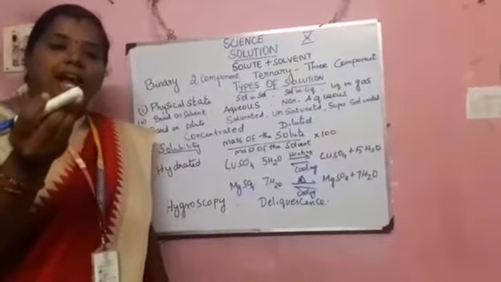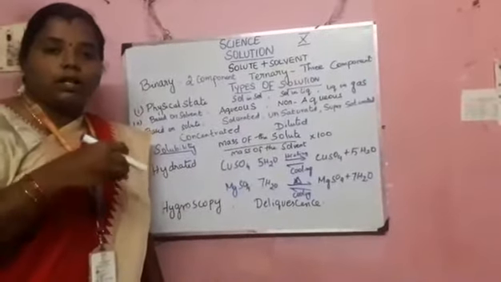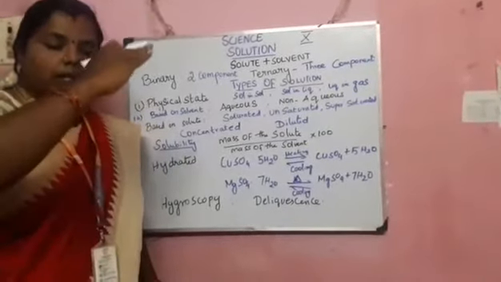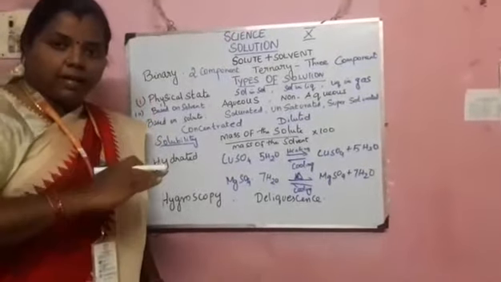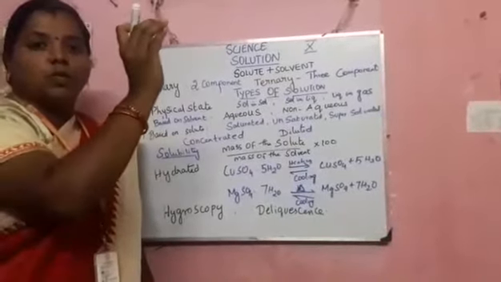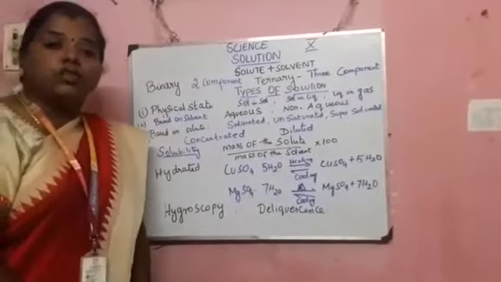Hetero means when you add sand in water, it does not dissolve. So it settles down in the beaker. So it will have two different phases. One is sand, the other one is water. That will be called a heterogeneous solution.